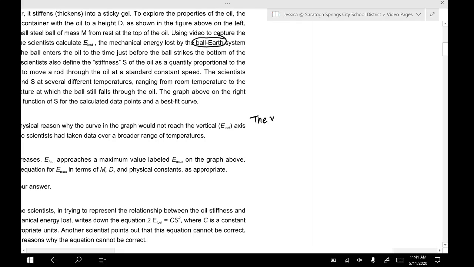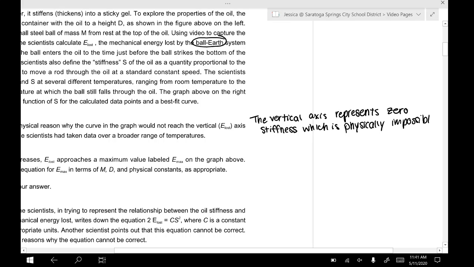Okay, so the vertical axis represents zero stiffness, which is physically impossible. So the graph will never reach that axis.